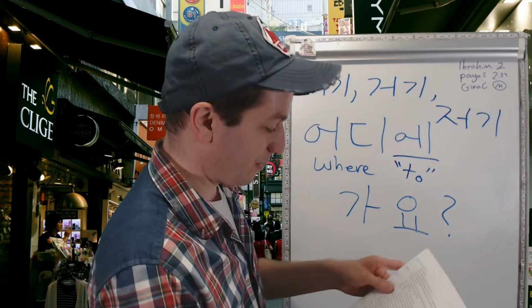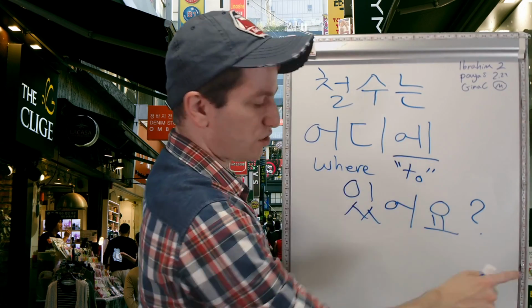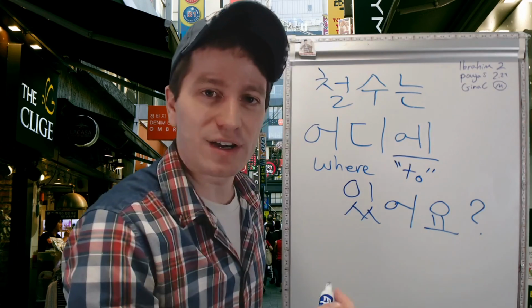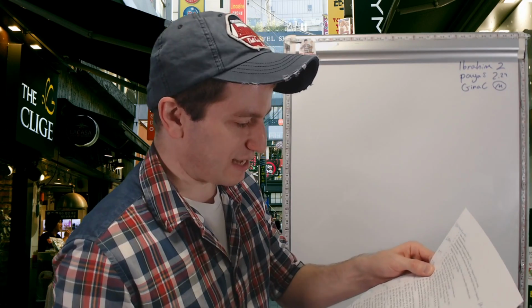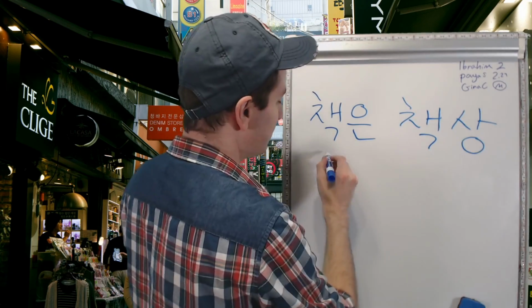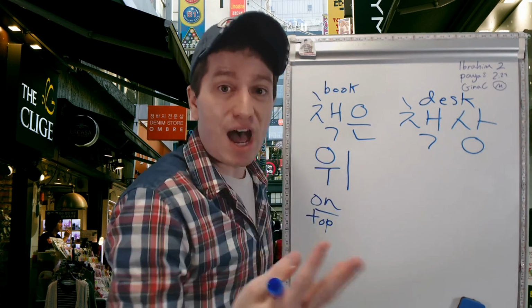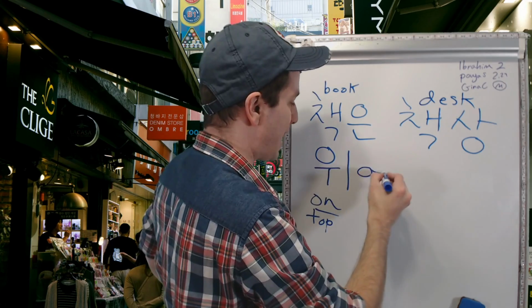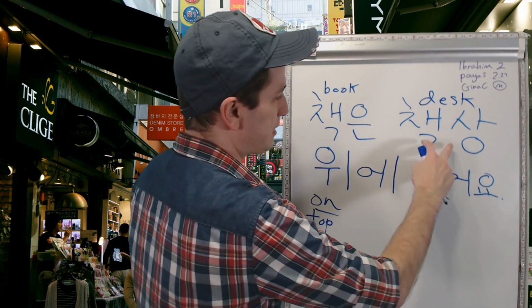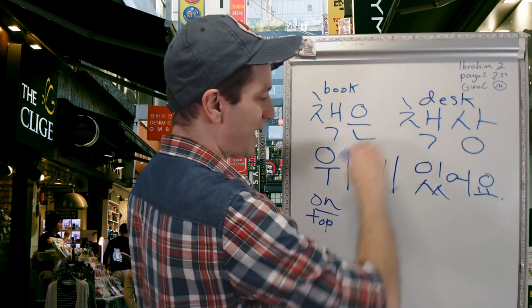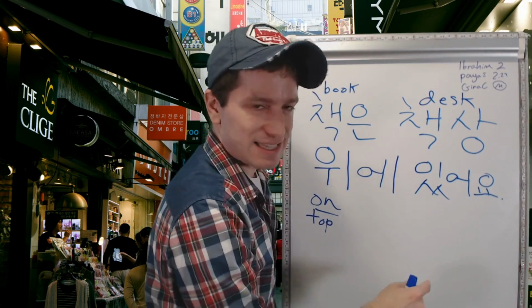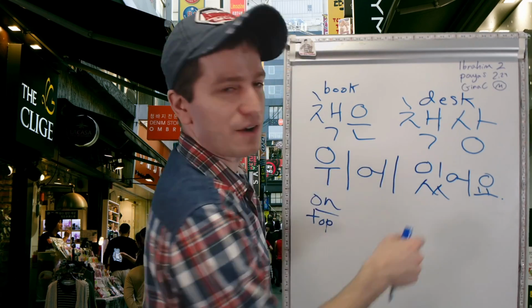Let's do the next example. 철수는 어디에 있어요? Or 철수는 어디 있어요? So where is 철수? One more example. 책은 책상 위. 책상 위 means the top of the desk. Well, now we're going to show that this is the location of something. So we're going to add 에. 책은 책상 위에, on top of the desk. 에 marking the location of something. 있어요 exists. So the book is on top of the desk.